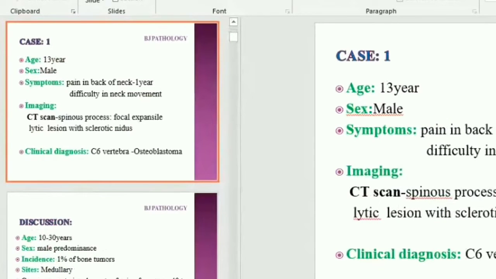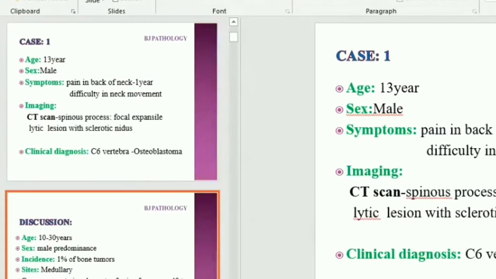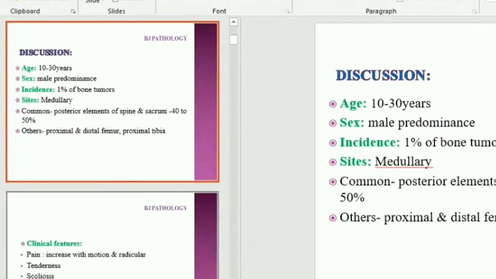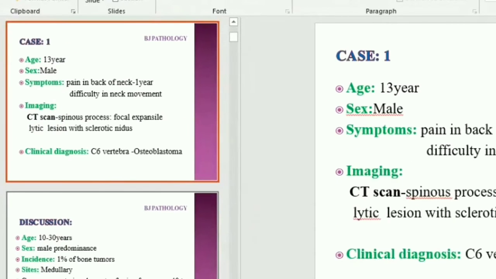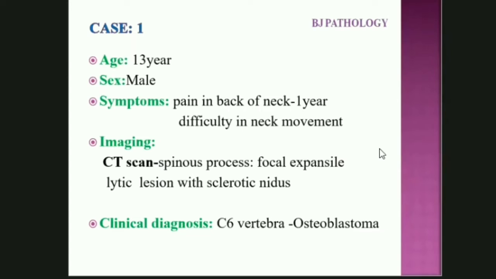Thank you, Sinchana. A nice presentation indeed. As she mentioned, the differential diagnoses of osteoid osteoma and osteoblastoma are correct. To arrive at the conclusive diagnosis, you require the history as well as the CT images or the radiological images, as Sinchana mentioned. So it was a 13-year-old male who presented with pain in the back of the neck since 1 year with difficulty in neck movement.